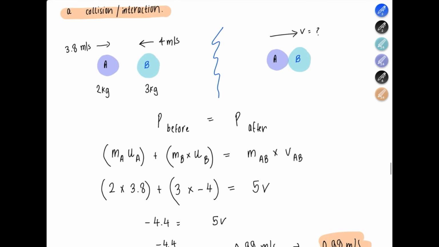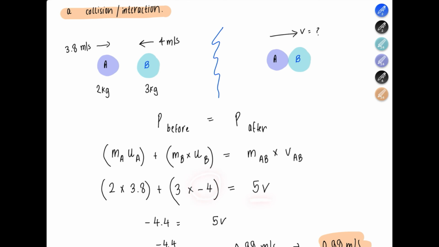So what is it? It's 2 multiplied by 3.8 plus 3 multiplied by negative 4. Now why are we writing negative? Because this is towards the left. So in this question, when you have two directions, you have to establish which side is positive and which side is negative. So we'll consider that all the velocities towards the right are positive and anything towards the left is considered negative. So this is why we write negative 4. This equals 5v.